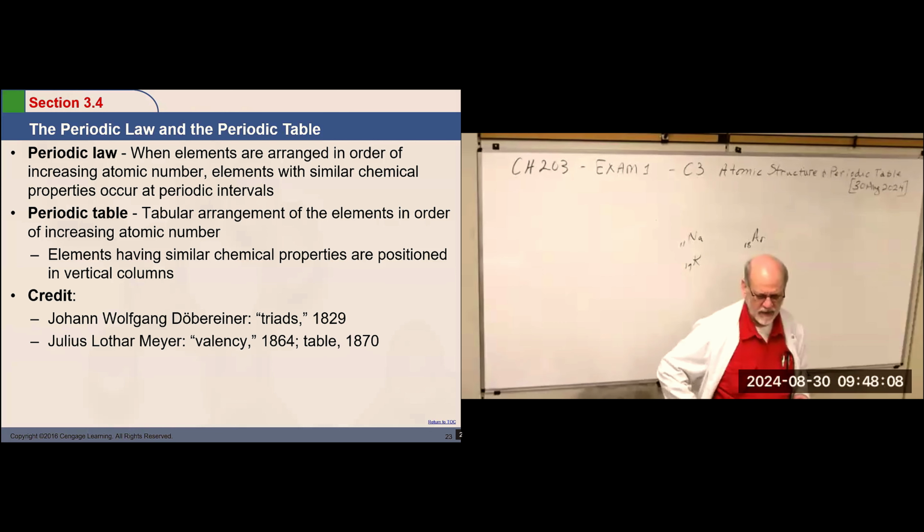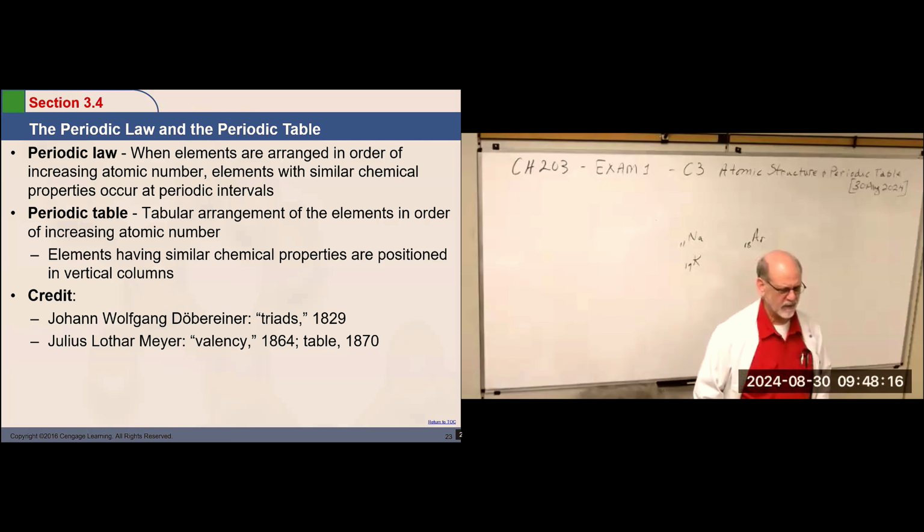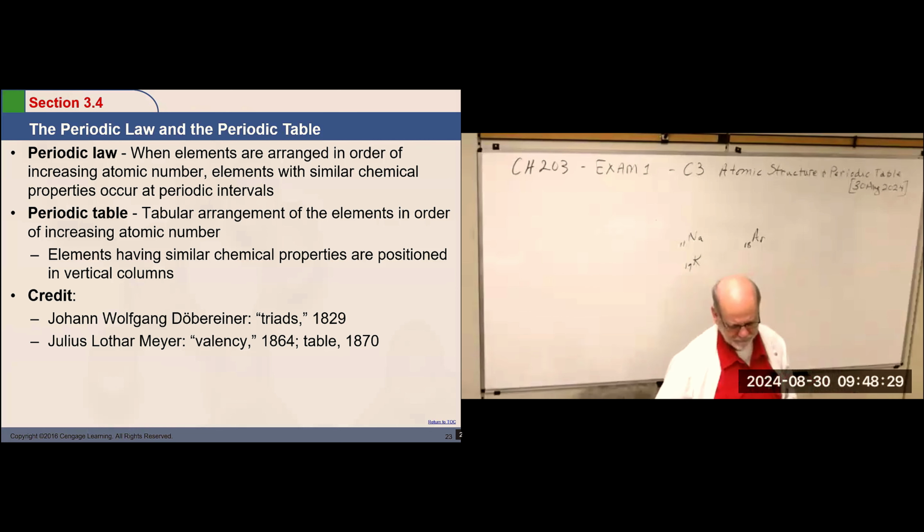Then Julius Lothar Meyer, I think he was German too. He introduced the concept of valency. Actually, I don't think he was the only one. He popularized valency. And he created a table of the elements similar to Mendeleev's in 1870. But he didn't take it any further. He just slapped them in a table and said, that's it. Didn't try to use them for anything that I know of.